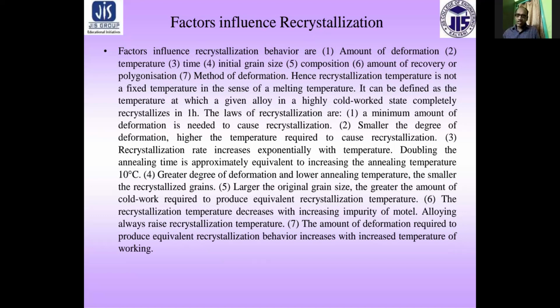The laws of recrystallization are: a minimum amount of deformation is needed to cause recrystallization. The smaller the degree of deformation, the higher the temperature required to cause recrystallization. Recrystallization rate increases exponentially with temperature. Doubling the annealing time is approximately equivalent to increasing the annealing temperature. The greater the degree of deformation and the lower the annealing temperature, the smaller the recrystallized grain size. The larger the original grain size, the greater the amount of cold work required to produce equivalent recrystallization temperature. The recrystallization temperature decreases with increasing purity of the metal. Alloying always raises the recrystallization temperature. And the amount of deformation required to produce equivalent recrystallization behavior increases with increased temperature of deformation.